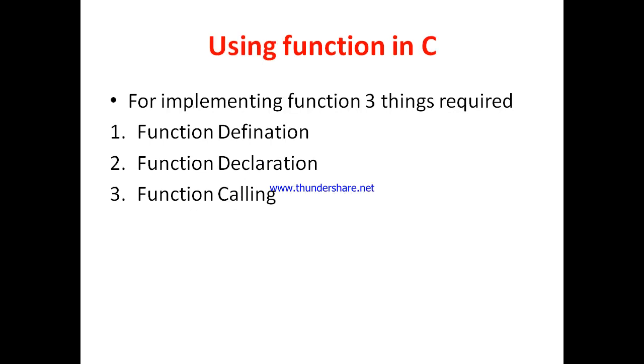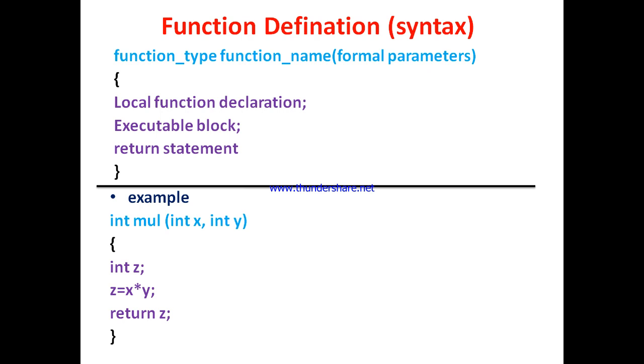Now, using a function in C. If we have to use a function in C, then we have to implement three things. First, we have to define the function, called the function definition. Then we have to declare the function, called the function declaration or function prototype. After that we have to call the function inside the program, which is called function calling. So for implementing a function, these three things are needed: function definition, function declaration, and function calling.